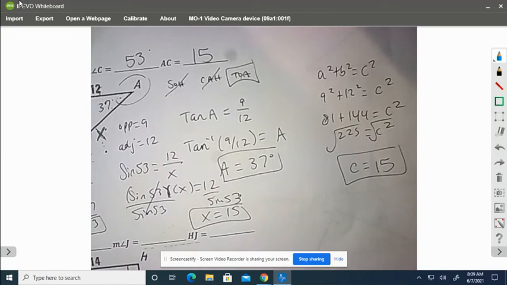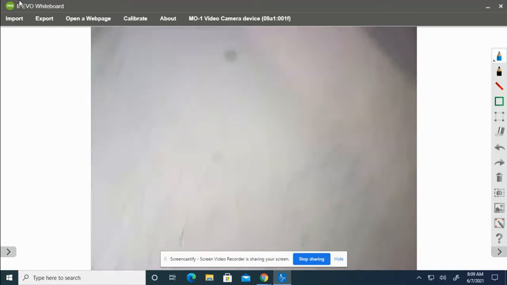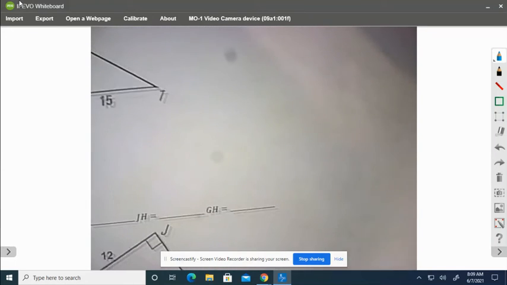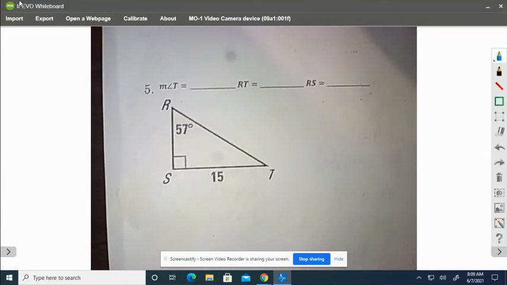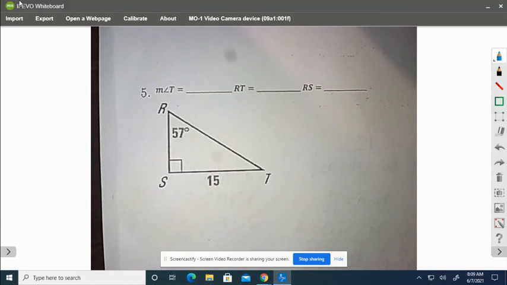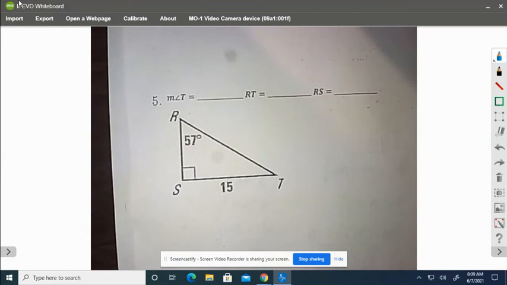All right, flip it over because number 3 is very similar to number 2. I'm going to do number 5. It's a little different, more similar to number 1 that we did.